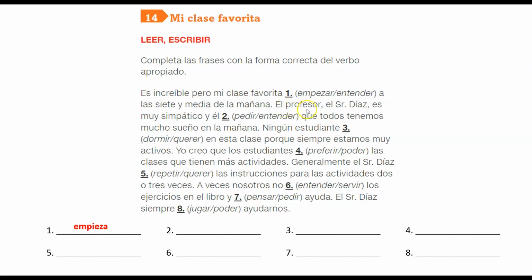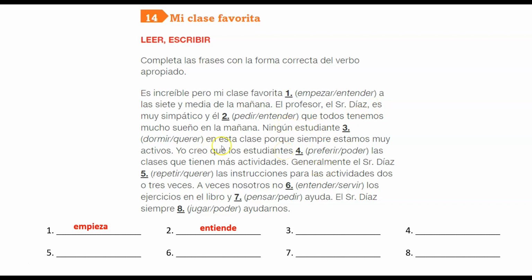The teacher, el profesor, señor Díaz, es muy simpático y el blank que todos tenemos mucho sueño en la mañana. So the teacher, señor Díaz, is very nice and blanks that everyone is sleepy in the morning. Does he ask for or does he understand that everyone is sleepy? He understands that everyone is sleepy. So you got to conjugate entender to the él form. It would be él entiende que todos tenemos mucho sueño.